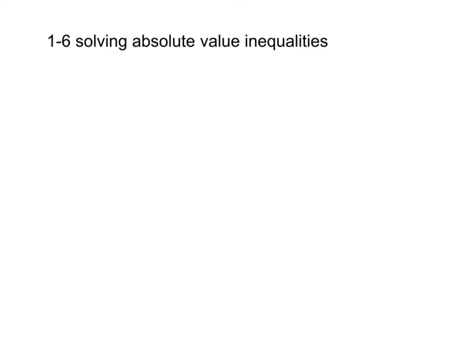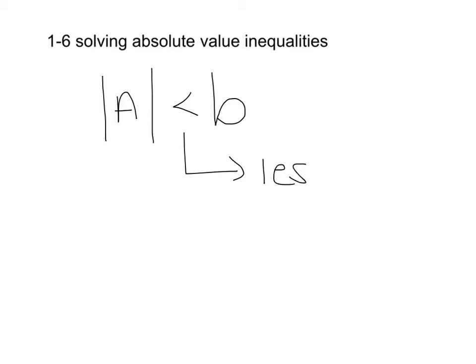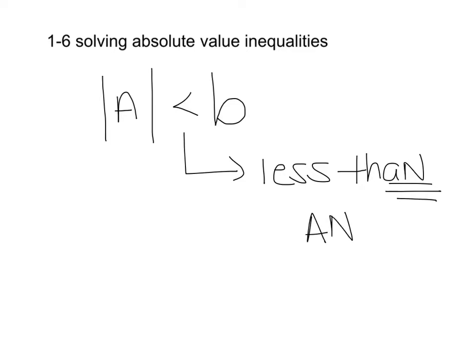We are still in section 1-6, but now we are going to be solving absolute value inequalities as opposed to absolute value equations. There are two types of absolute value inequalities. The first is the absolute value is less than B. If you emphasize the words less than, it is an and inequality. That means both have to be true.